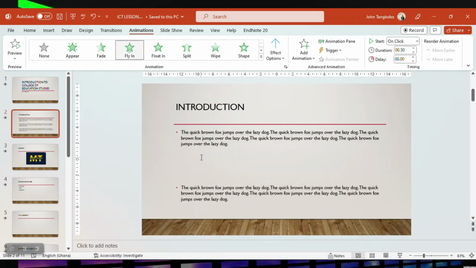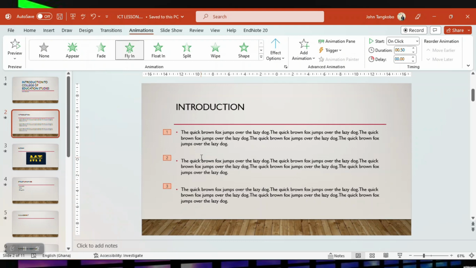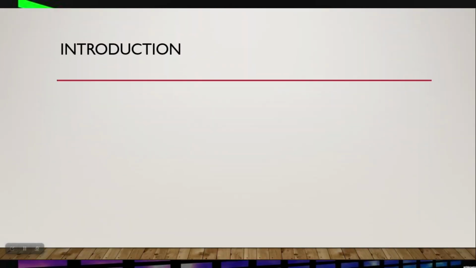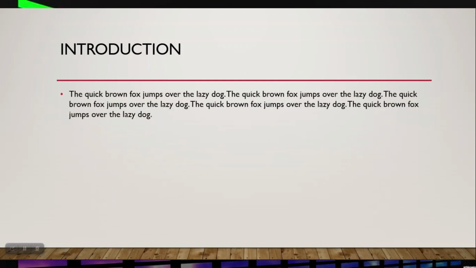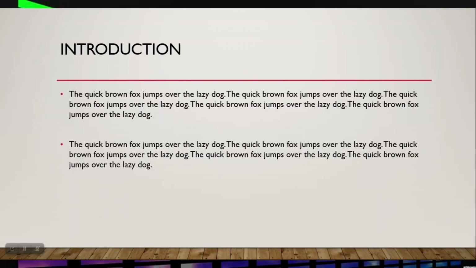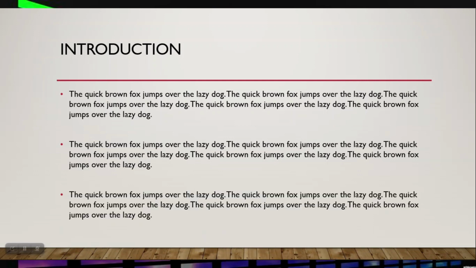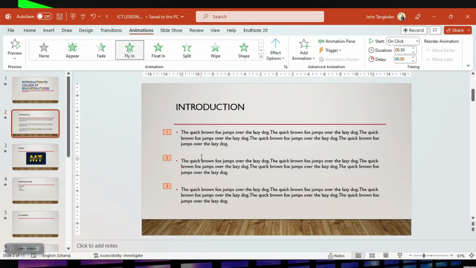So now I've applied animation. So let me go again. So now we have point 1. It will wait until I finish explaining. Then I'll press again, then point 2 will come. Then I'll press again, then point 3 will come. But if you don't apply animation, that will not happen.